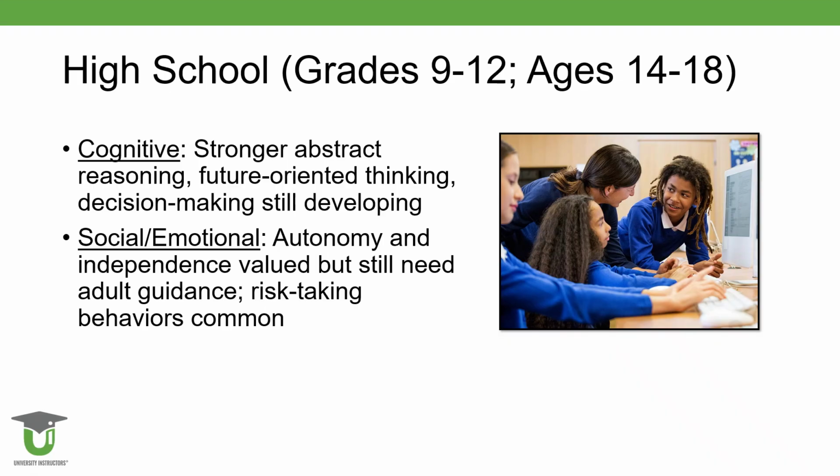In high school, students' cognitive abilities include stronger abstract reasoning, future-oriented thinking, and improved decision-making. Though executive functioning skills are still developing, socially and emotionally, high school students value autonomy and independence, but they do continue to need adult guidance, and risk-taking behaviors are common. Understanding these developmental milestones allows instructors to design learning experiences that challenge students while scaffolding EF, supporting social emotional growth, and guiding decision-making.